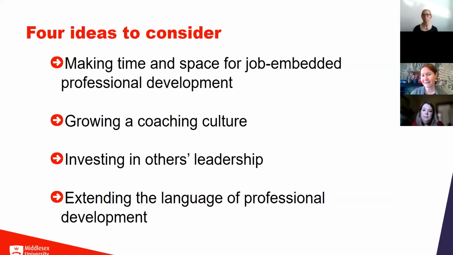So based on that learning that I'm trying to extract and offer up, there are four ideas that I'd like us to consider. The first is the need to make time and space for job-embedded professional development. The second, and they're all linked, to be honest, is the need for growing a coaching culture. And flowing from that coaching culture is the investment in others' leadership. And circling it all is the need to extend the language of professional development. Okay, so let's jump straight into those ideas.